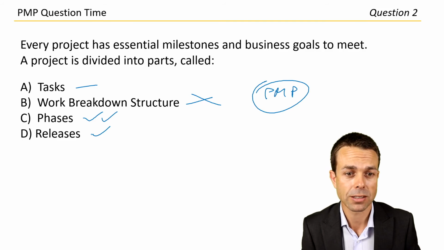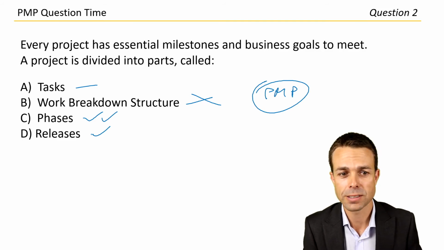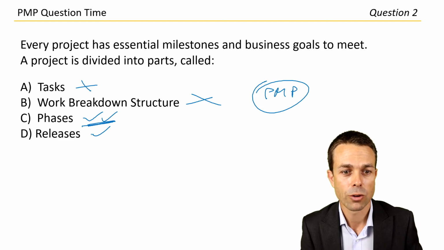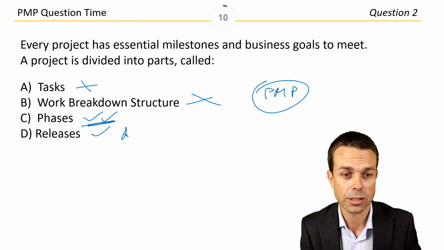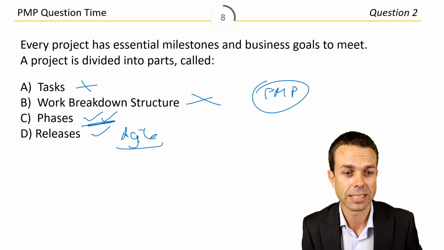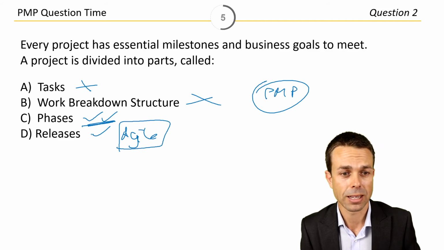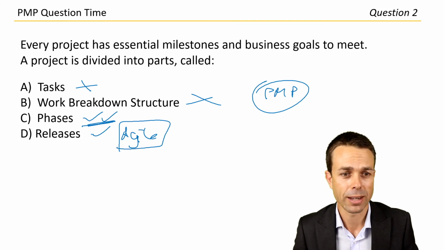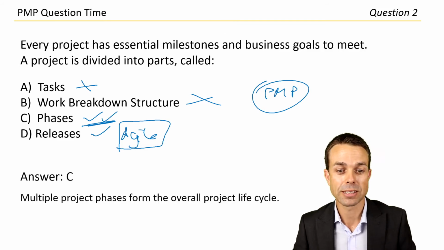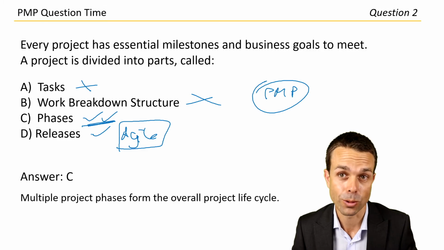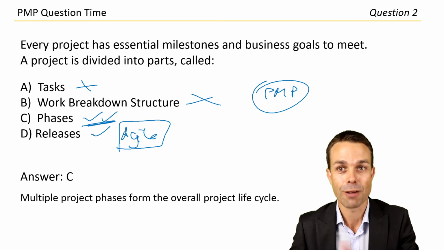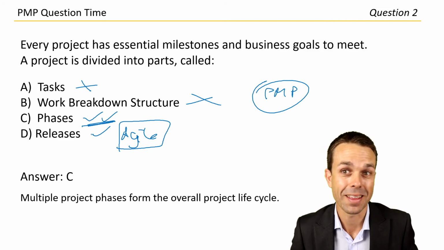So releases, phases is probably the best one for me here. It is divided into tasks, but that's not the parts of a project. Releases, for Agile especially, might be divided into releases with release planning and that sort of thing. But the phases and phase gates, let's go with that for now. Okay, answer C. Multiple project phases form the overall project life cycle. So we've got initiating, planning, executing, controlling, and closing. There are phases. That's probably what we're looking at here, and that's a good thing to know.